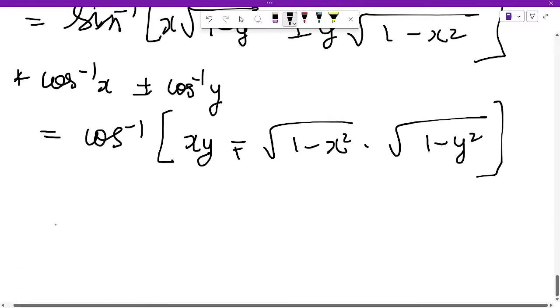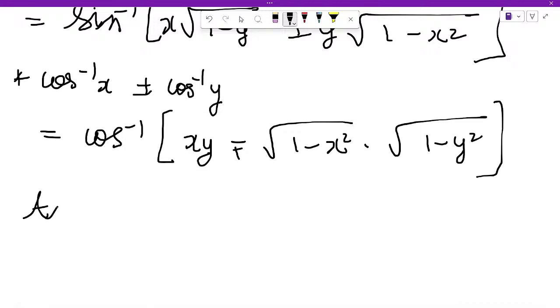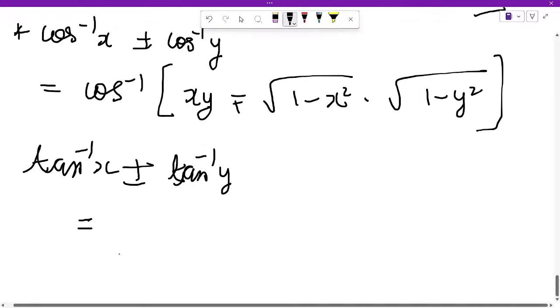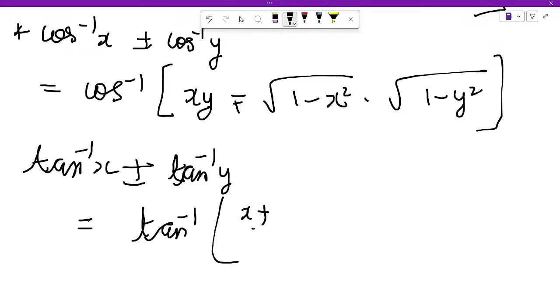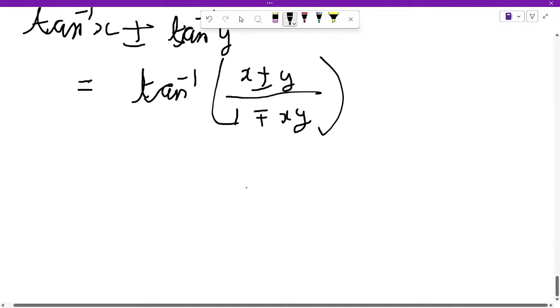Okay. Next one is for tan and cot, right? Tan inverse x plus or minus tan inverse y equal to tan inverse x plus or minus y divided by 1 minus or plus xy. Okay. The next formula that we need to know is which?